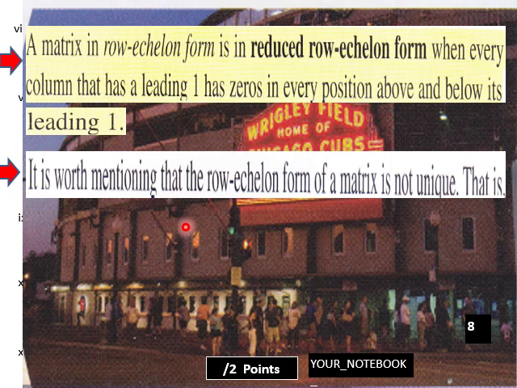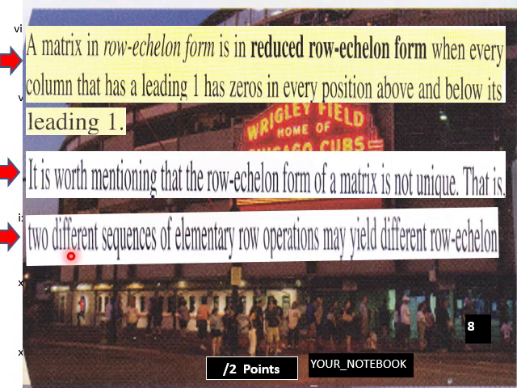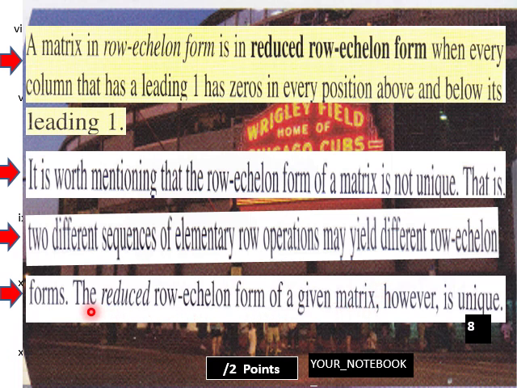It is worth mentioning that the row echelon form of a matrix is not unique. That is, two different sequences of elementary row operations may yield different row echelon forms. The reduced row echelon form of a given matrix, however, is unique. So the reduced is unique. The row echelon is not unique. So when it's reduced, that narrows it down to a unique system there.